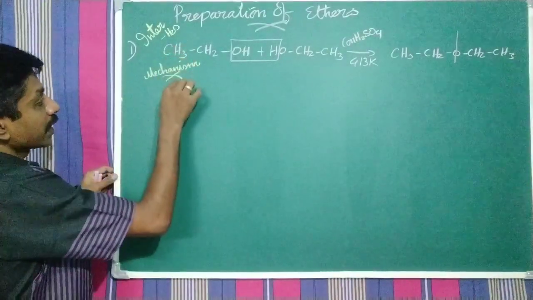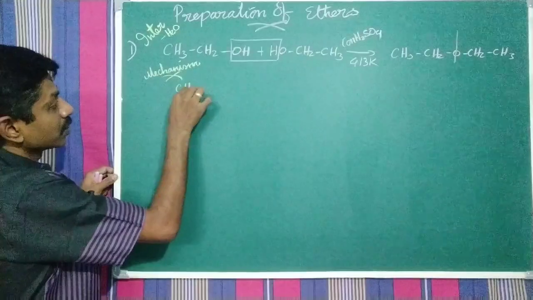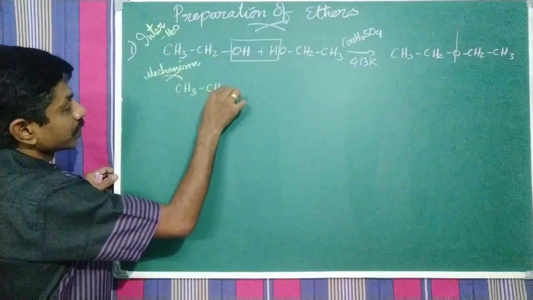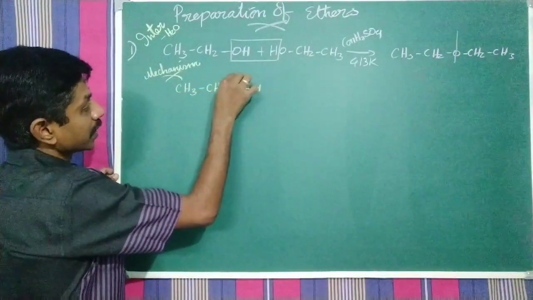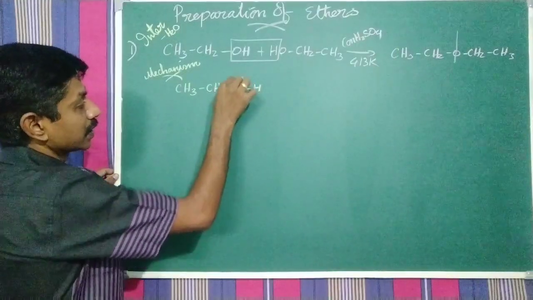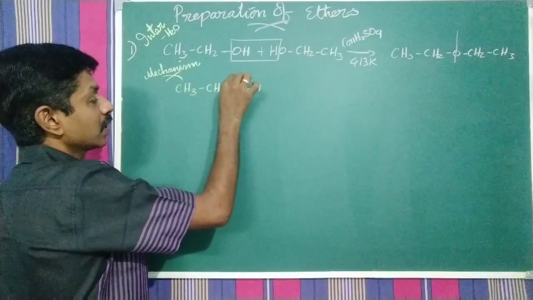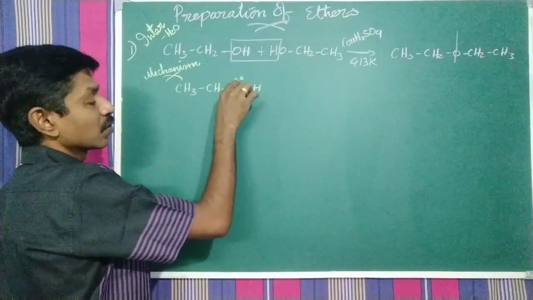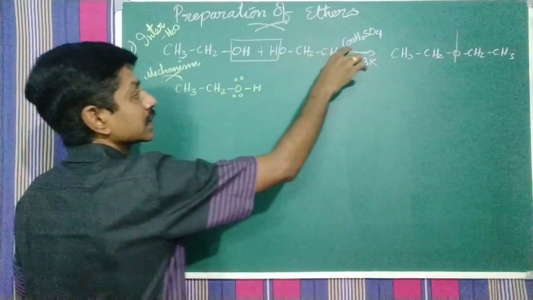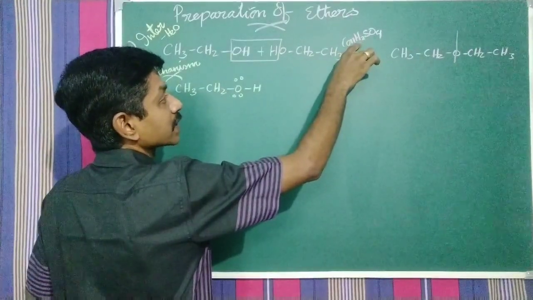So mechanism learning is so simple. Let's look at that. We have to take a molecule of alcohol, where the oxygen atom has a lone pair of electrons. That is treated with concentrated sulfuric acid.